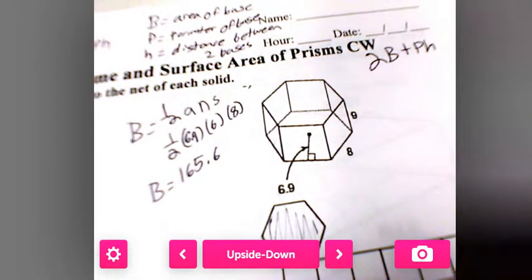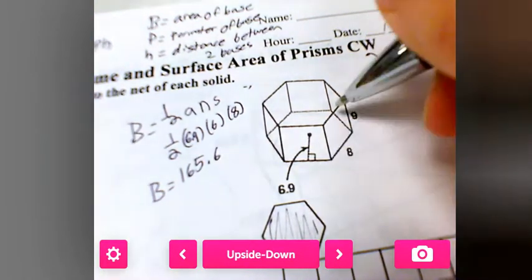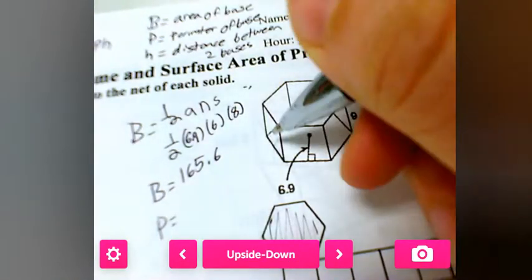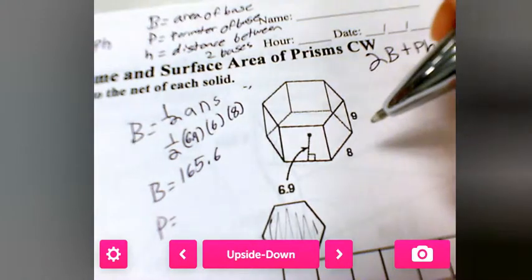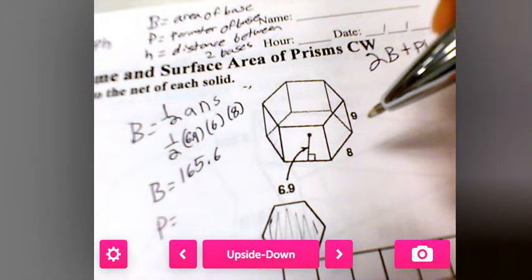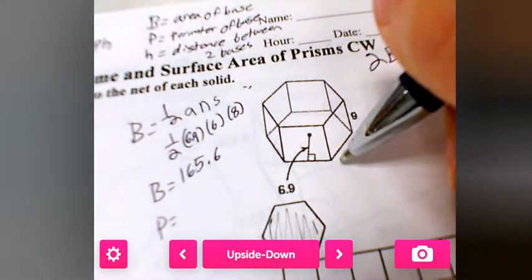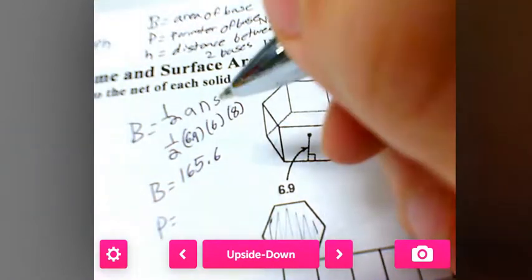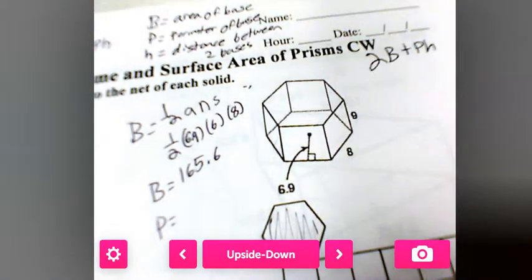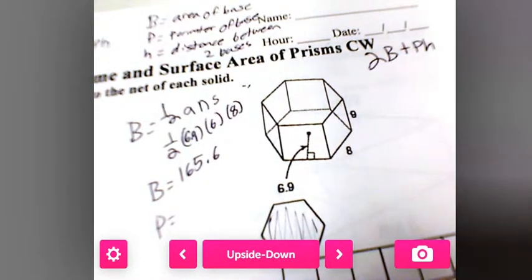Okay? All right. Let's find the perimeter of the base. So how many sides does this base have again? If we're just looking at the bottom, how many sides does this base have? 6. And what's the length of one side? 8. So can I go 6 times 8? I could go 8 plus 8 plus 8 plus 8 plus 8 plus 8, but that's a lot. So let's just do 6 times 8.